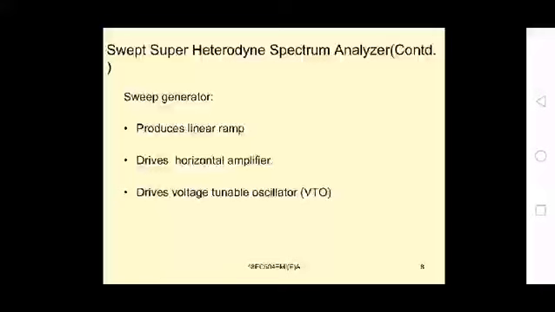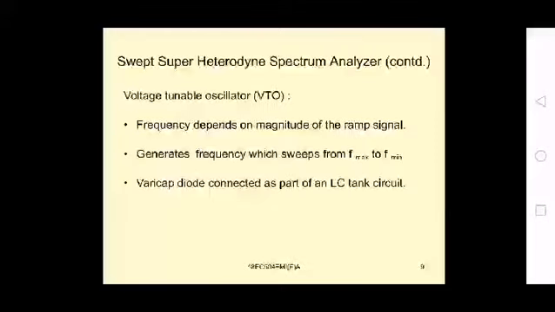So the sweep generator or sawtooth generator produces the linear ramp, which drives the horizontal amplifier of your CRO, and also drives your voltage tunable oscillator. The voltage tunable oscillator's frequency depends on the magnitude of the ramp signal, that is, your sawtooth wave signal or sweep generator signal, and this generates the frequency which shifts from f minimum to f maximum. For that variation of the frequency, we are using a varicap diode connected as part of the LC tank circuit to generate the sweep frequency from f minimum to f max.